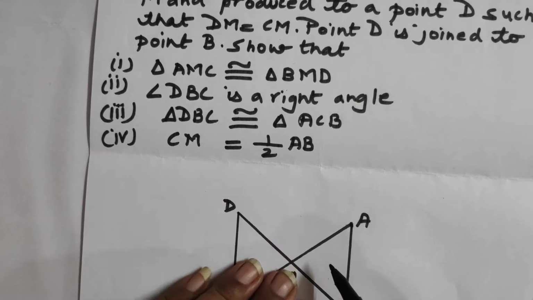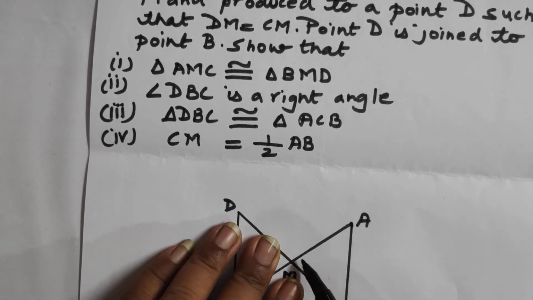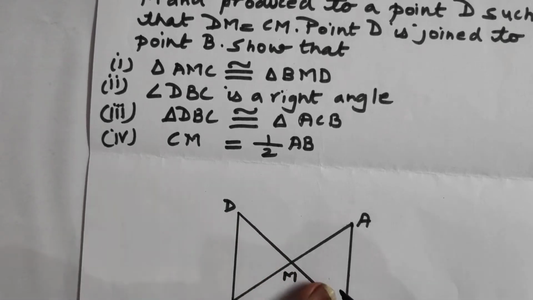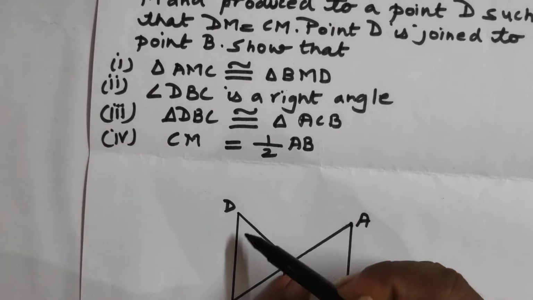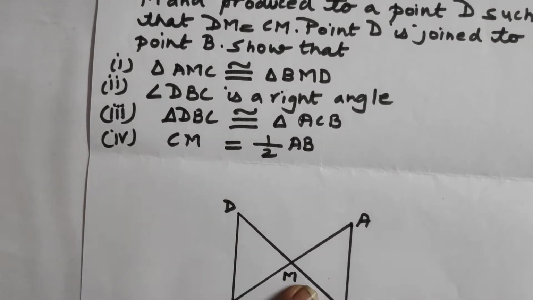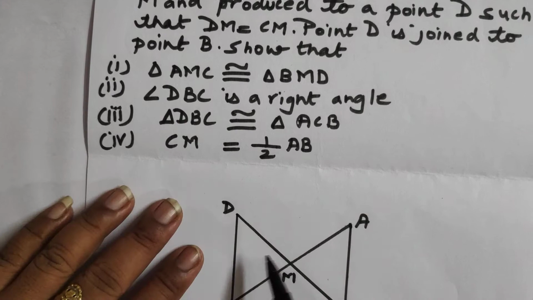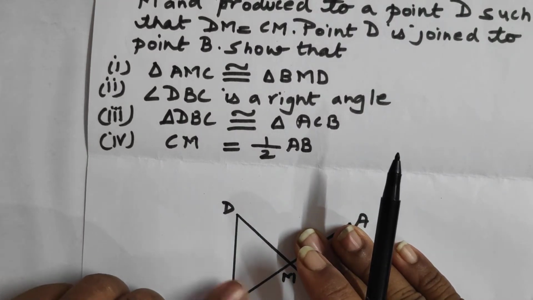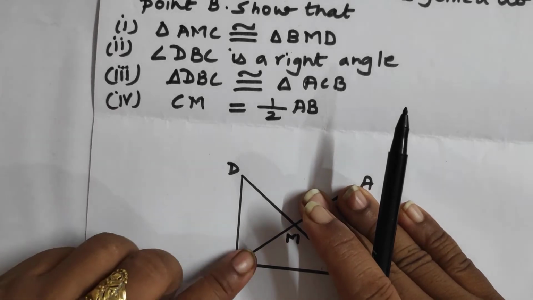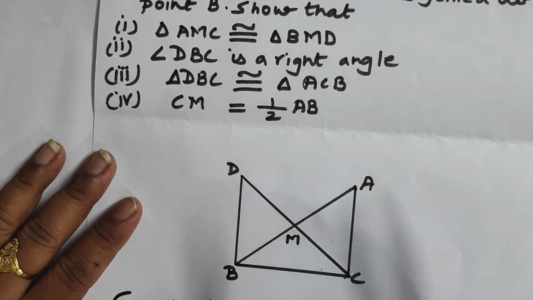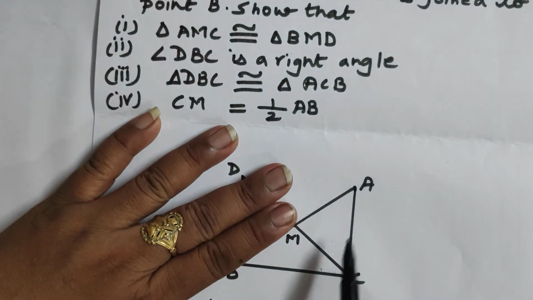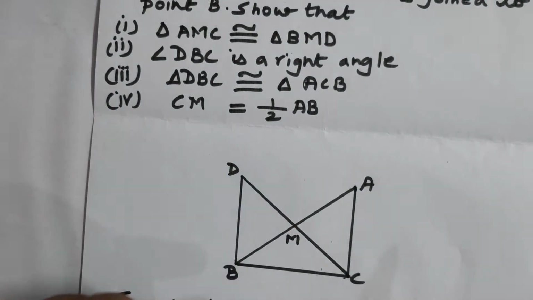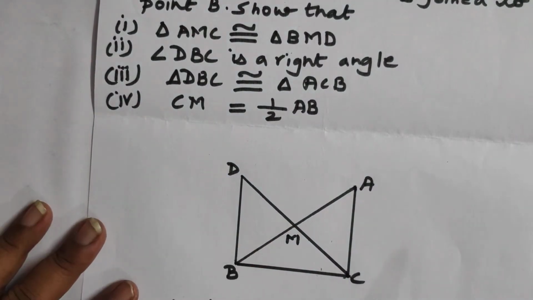AMC, understand this. This one triangle, that is AMC, is congruent to triangle DMB. And the second one, angle DBC is a right angle. This angle we need to prove a right angle. And then triangle DBC is congruent to triangle ABC. And then CM is half of AB.